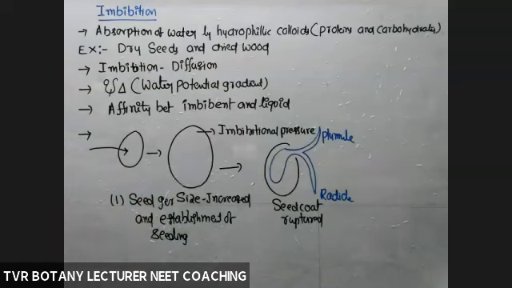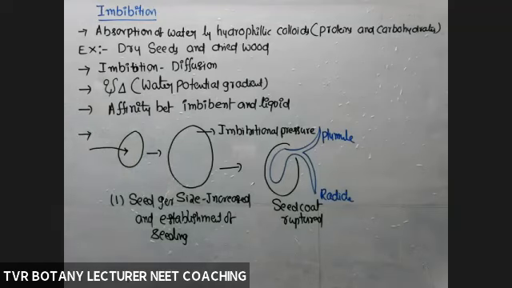Okay, so once water is absorbed, definitely it leads to what? Elongation of the cell. Elongation of the cell leads to what? Growth and development. If you go back to growth and development: cell division, elongation of the cell, cell differentiation. These are the events during growth and development. So imbibition is very, very important for seed germination.